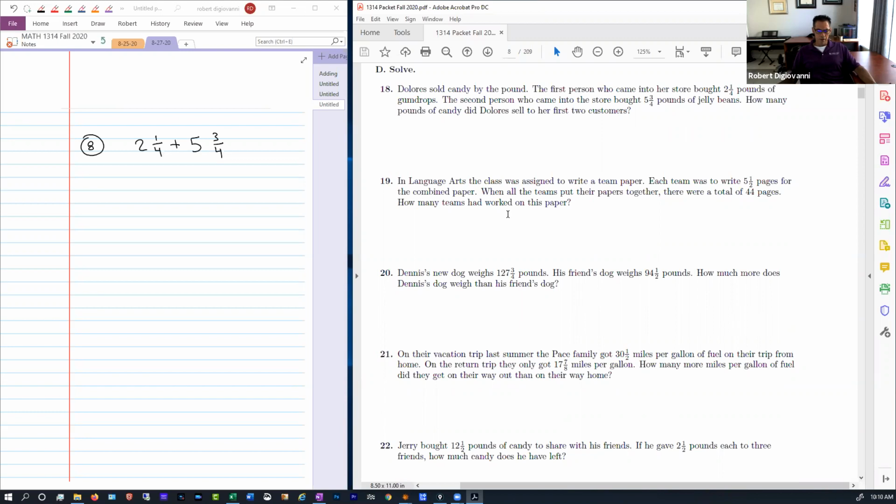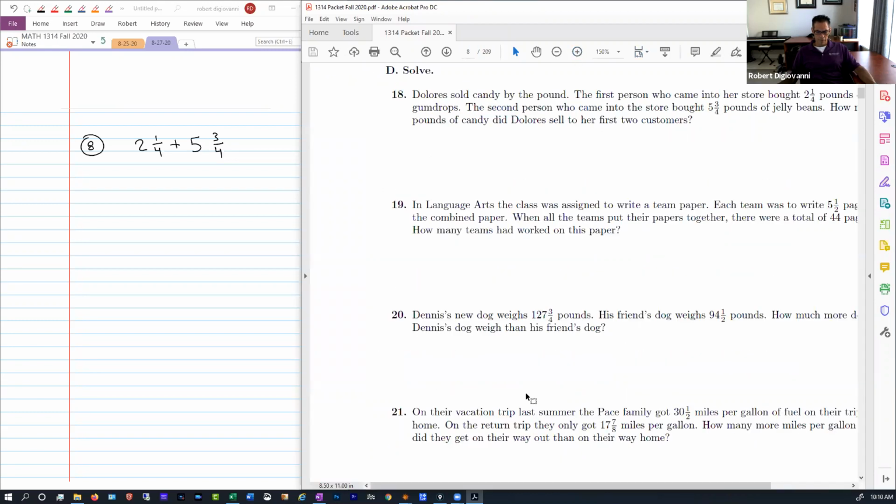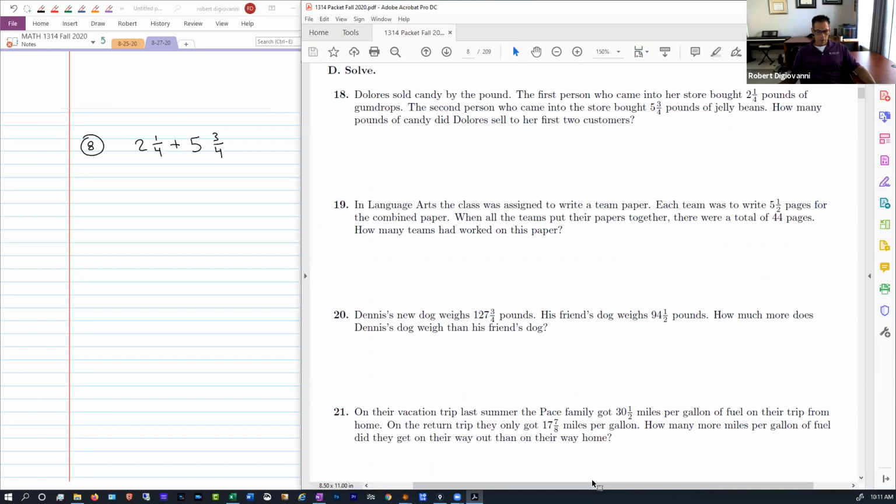In language arts class, I'll make this a little bit bigger so y'all can read it. In language arts, the class was assigned to write a team paper. Each team has to write 5.5 pages for the combined paper. When all the teams put their papers together, there was a total of 44 pages. How many teams worked on this?